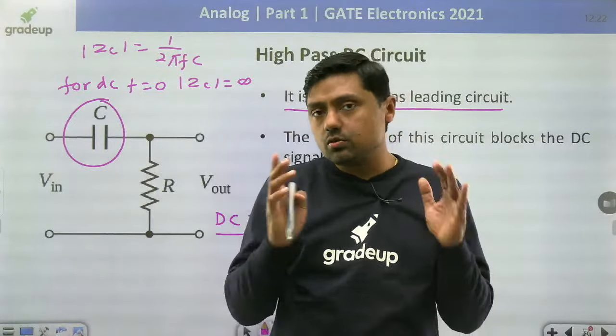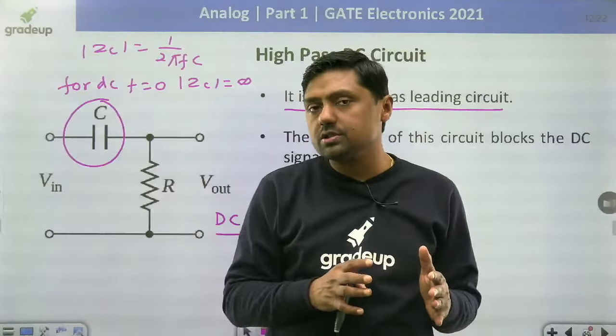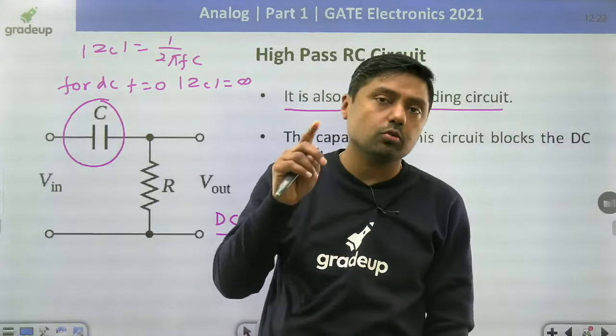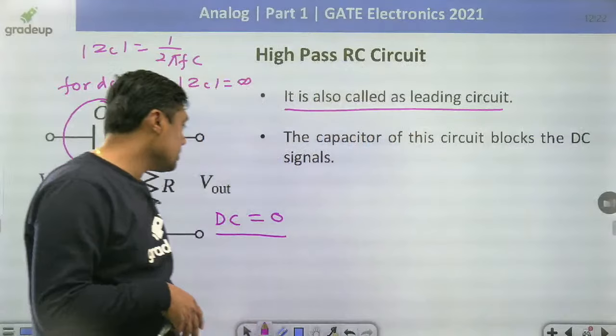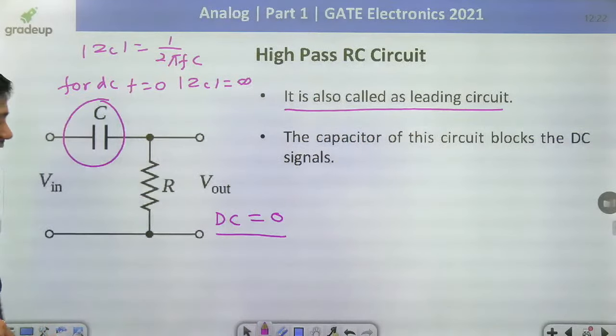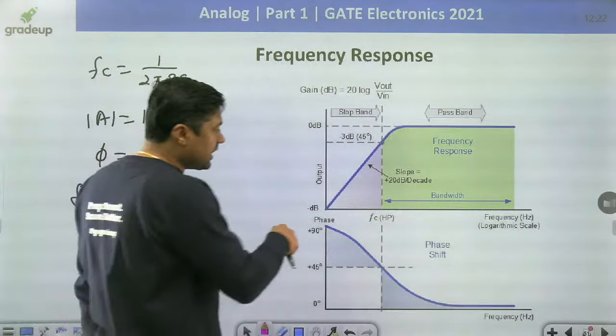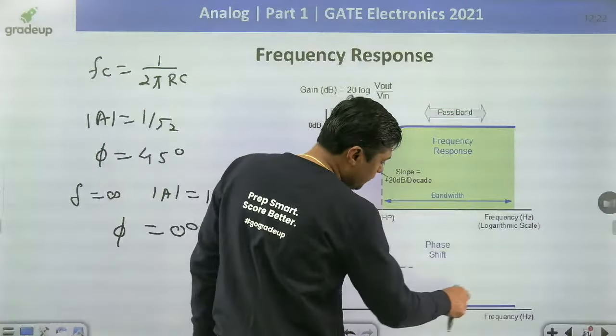They will ask a question like this: when we are passing a particular signal through a high pass RC circuit, what will be the DC of the output? The DC of the output is 0, because DC is blocked by this capacitor. Second thing, it is a high pass filter. This is the characteristic of a high pass filter. This is a phase shift.